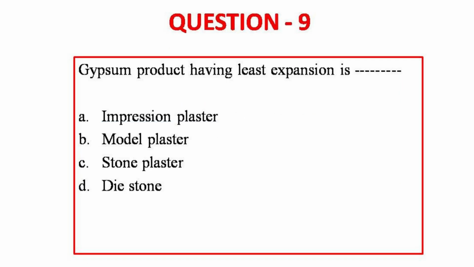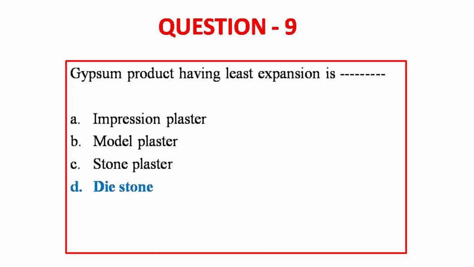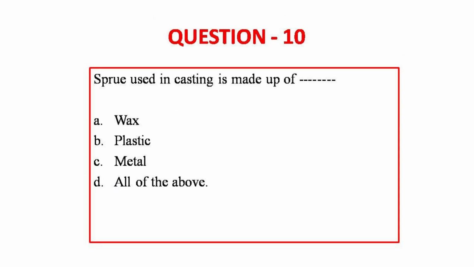Gypsum product having least expansion is, they've given 4 options: impression plaster, model plaster, stone plaster, and they've also given dye stone. So the answer to this question is dye stone. So the gypsum product having the least expansion is the dye stone when compared to all the other dental plaster materials. So moving on to the last question, question number 10.